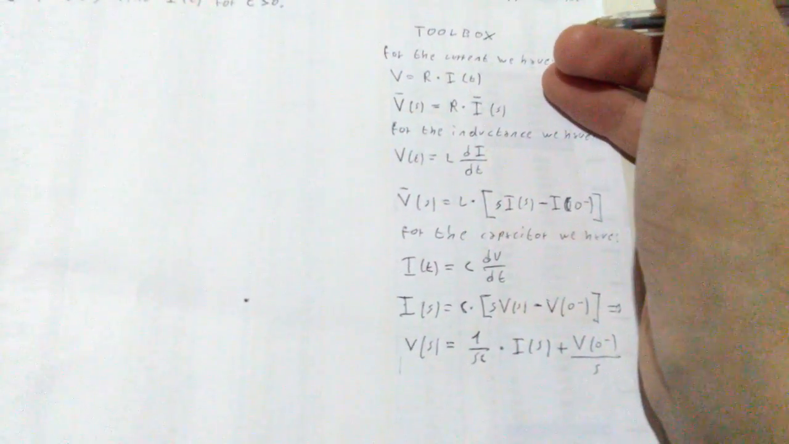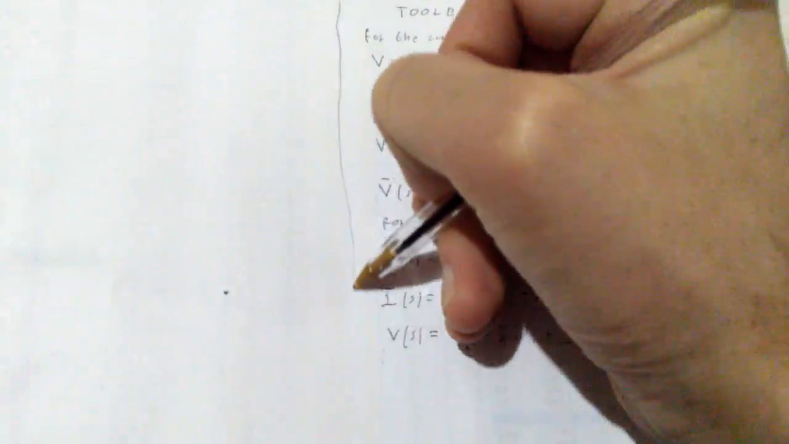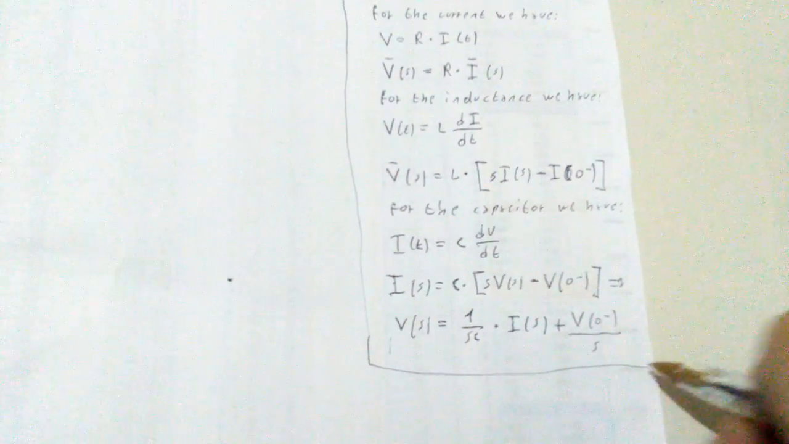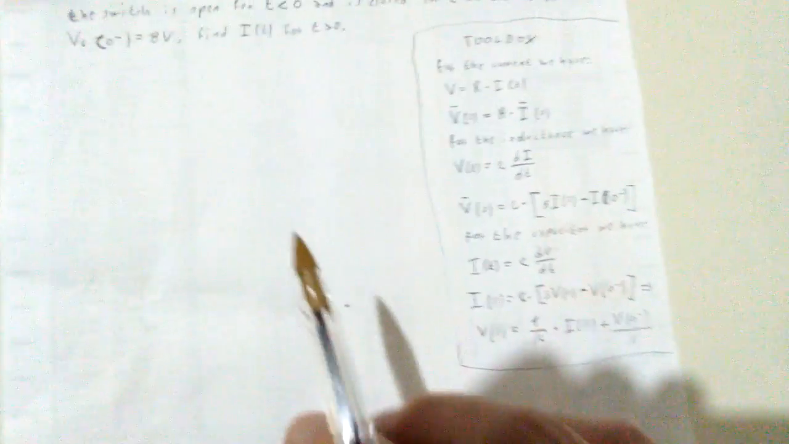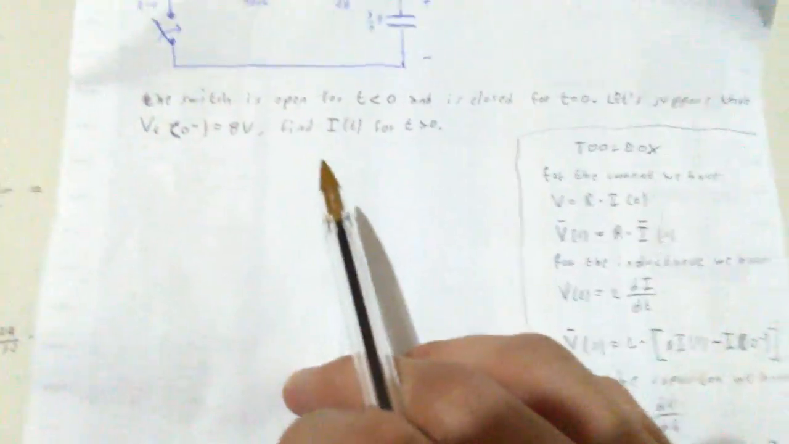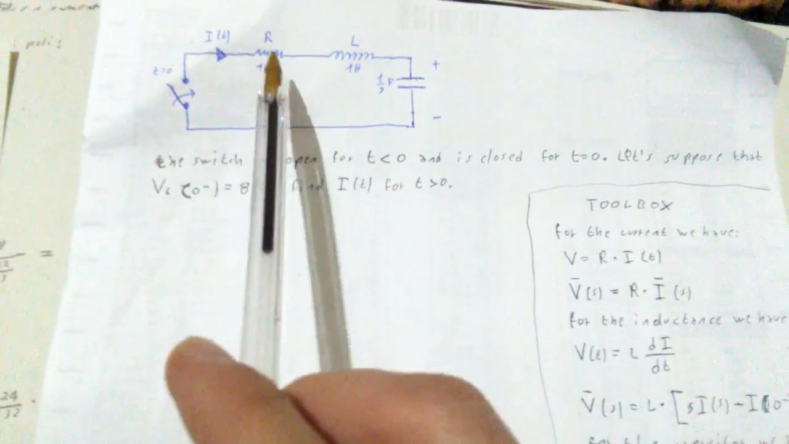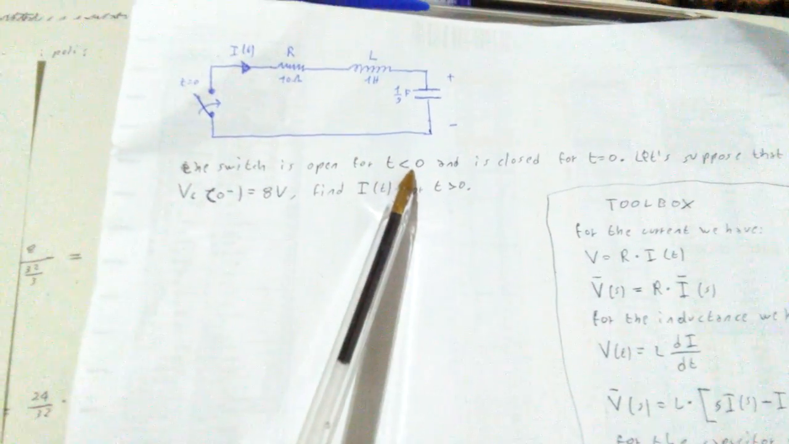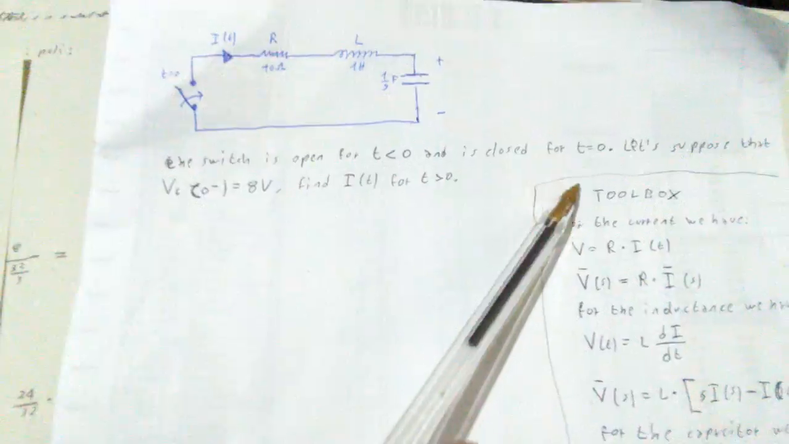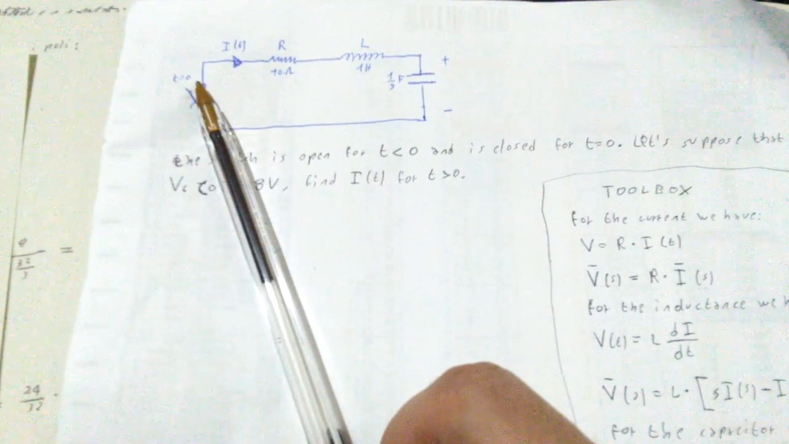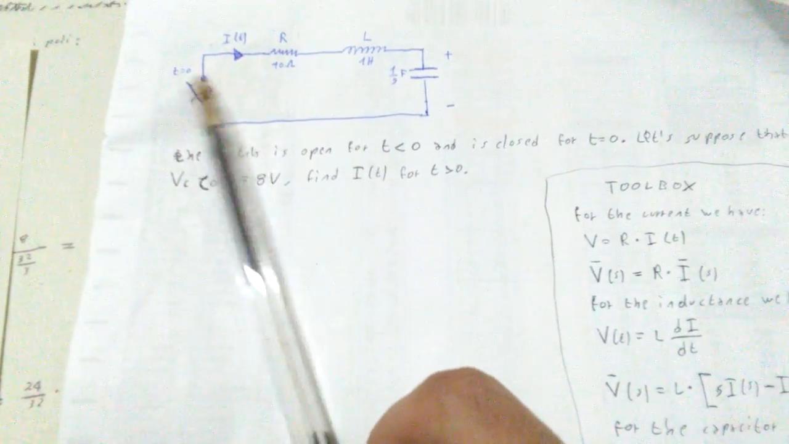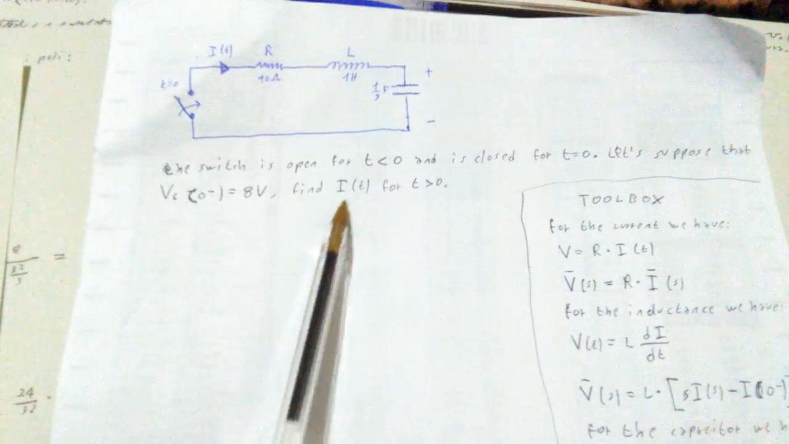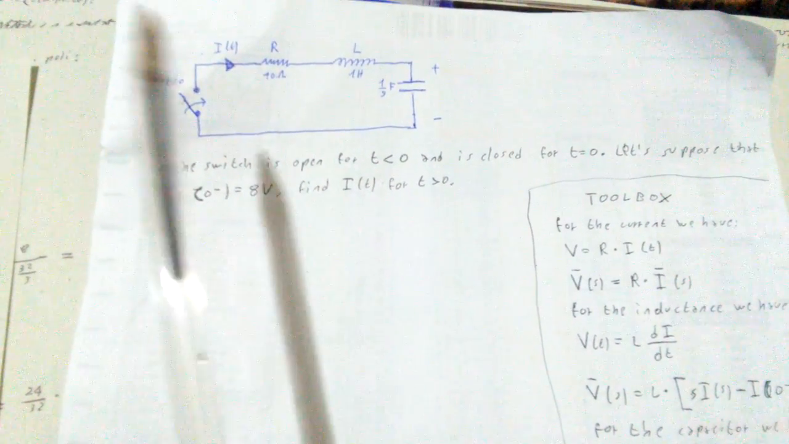Now, this is the toolbox that we're going to keep in mind before we actually start solving the problem. Okay, this is just a toolbox. Now let's start to solve the problem. So basically what this problem is saying is that the switch is open for t less than 0 and is closed for t equals 0. So the moment t equals 0, the switch closes like this. And then it's going to give us VC(0 minus) and so on.